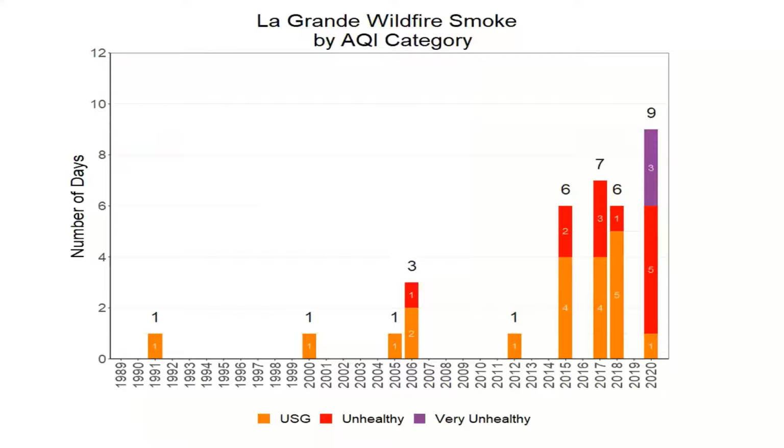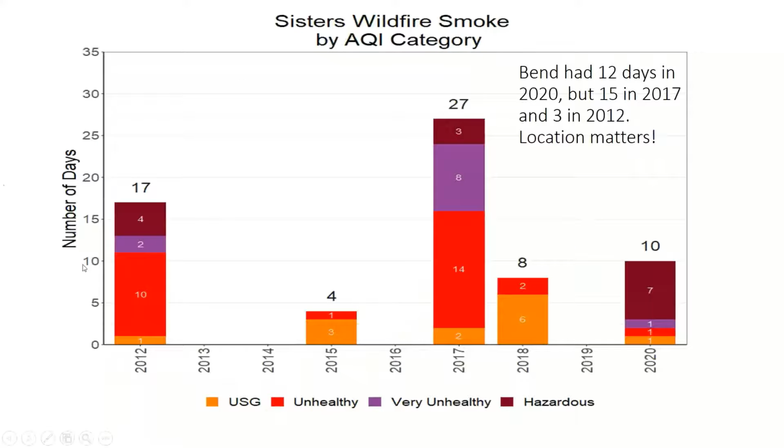Next slide. And I, of course, have to show Sisters because I live by Sisters. We had pretty bad air quality this year, all in that fire time frame in September. But this shows the difference from Bend. Maybe in 2017 they were a handful of days lower, like 14 or 15 days. Yeah, 15 in 2017, and Sisters had 27 days of poor air quality because of local fires.